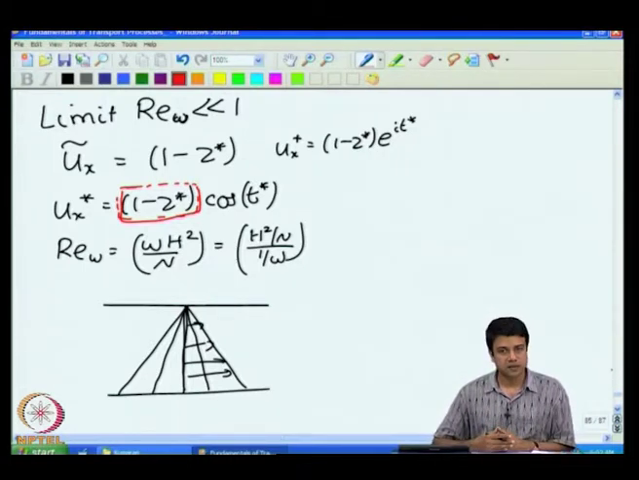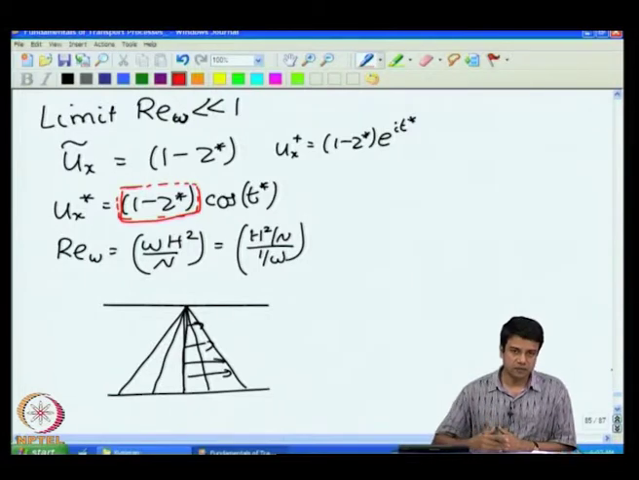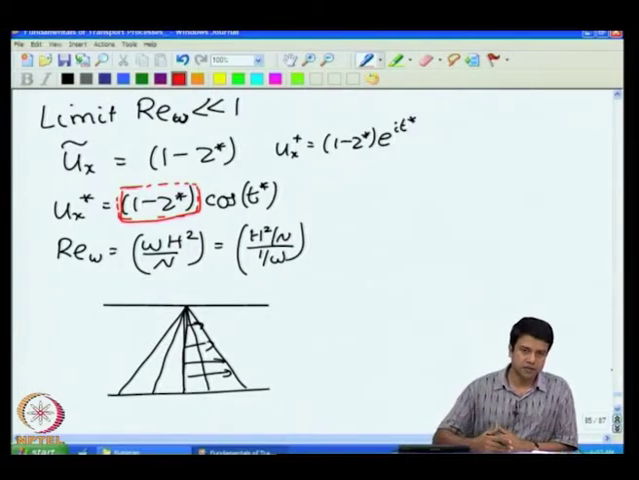1 over omega is the time period of the oscillation. So, when the Reynolds number is small compared to 1, the time required for momentum diffusion is small compared to the period of the oscillation. So, whatever the velocity at the bottom plate, the momentum diffuses instantaneously, because the velocity is varying much slower than the rate of diffusion of momentum.